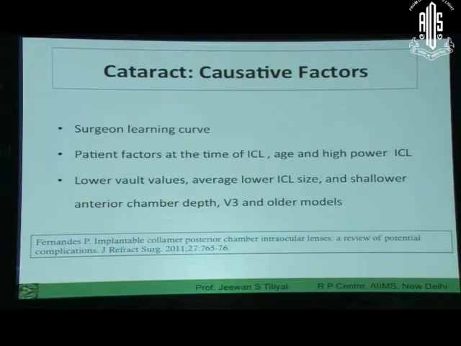As I said, the surgeon learning factor is important, not to damage the lens capsule. The patient factor, as we talked about, the vault may be less, but sometimes you have made a compromise in the initial selection of patients. Your anterior chamber depths are not proper, you still went for the surgery, or your white to white measurement was not proper. So these are two important aspects of getting a poor vault in your patients.